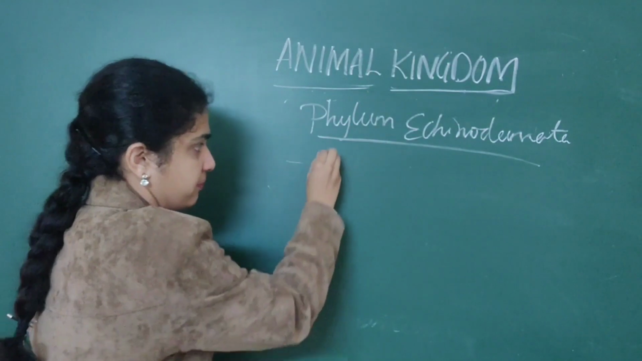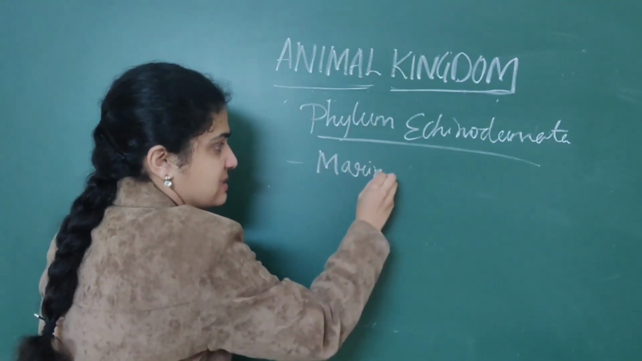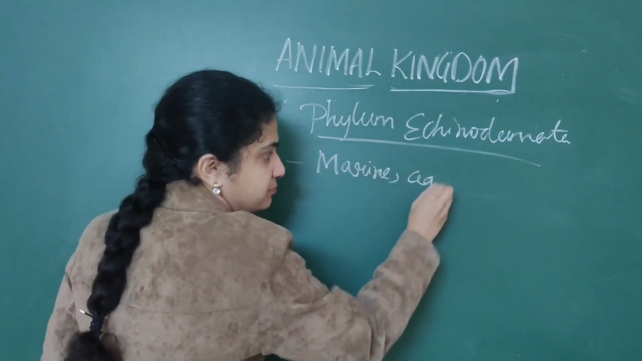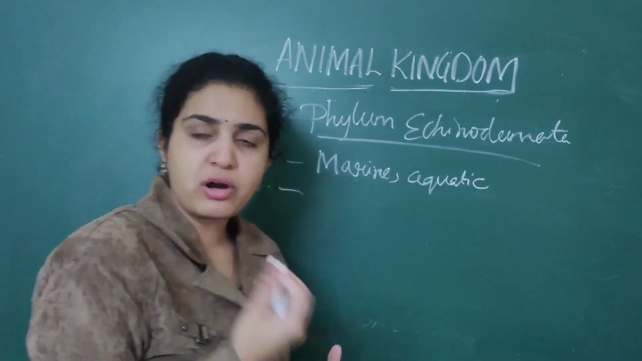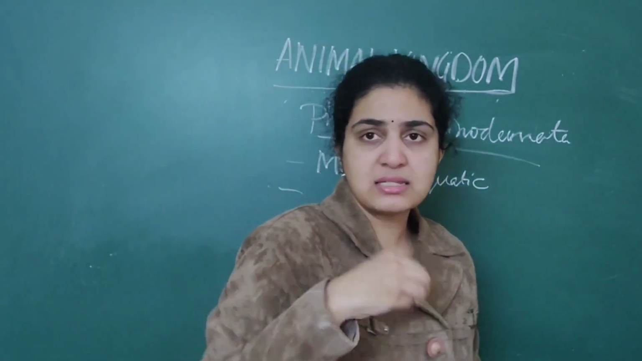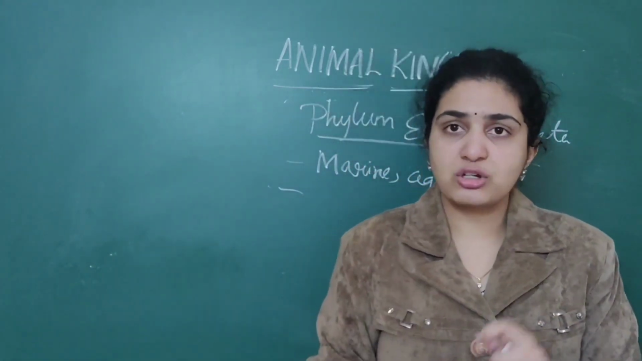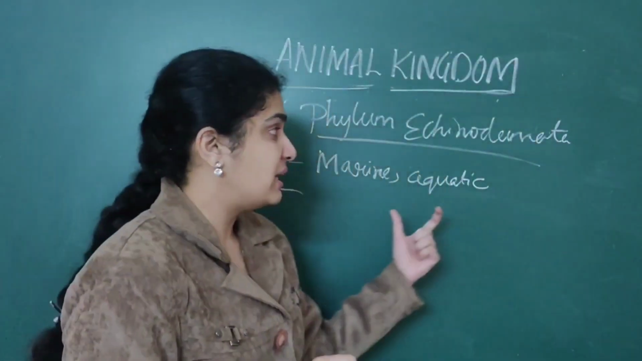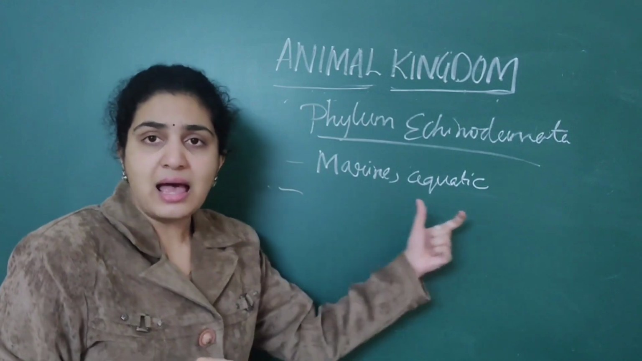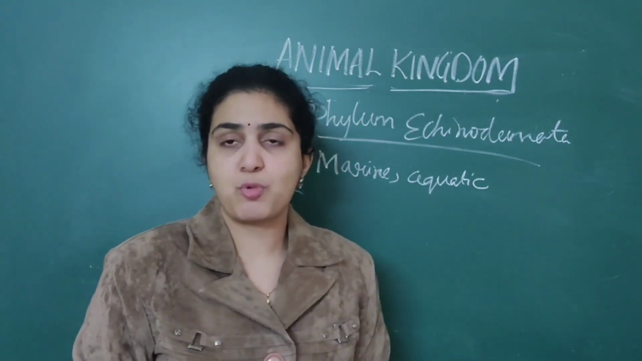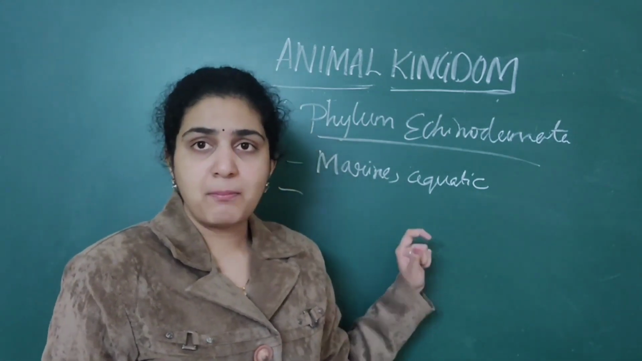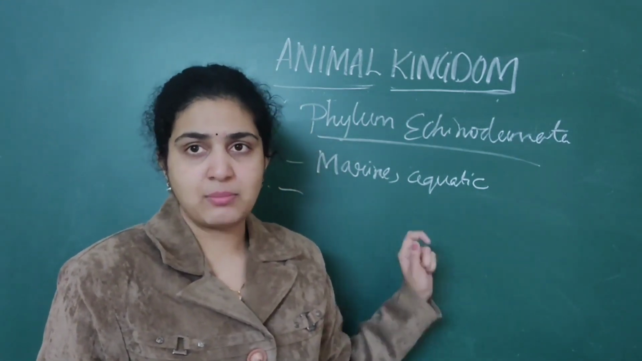These are all marine animals, first thing. Marine, that is aquatic animals. They live only in water. Roundworms and Platyhelminthes are both terrestrial as well as aquatic, but these are marine and aquatic, living only in water like sponges.